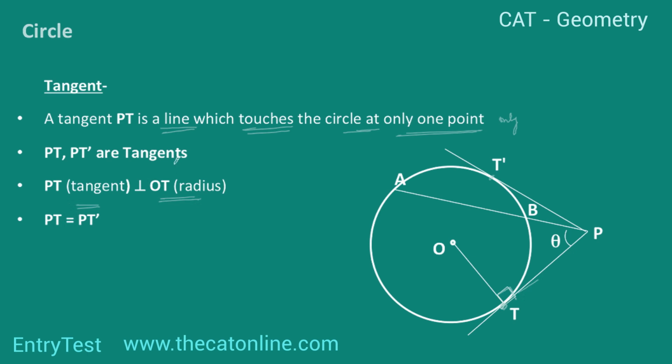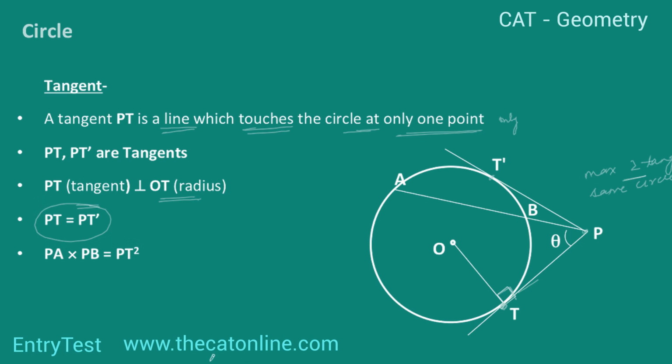The next one being the lengths of tangents from an external point. From the same external point, there are a maximum of 2 tangents that you can draw to the same circle. The circle has to be also the same. So the maximum of 2 tangents that you can draw, and the lengths of both these tangents come out to be equal.